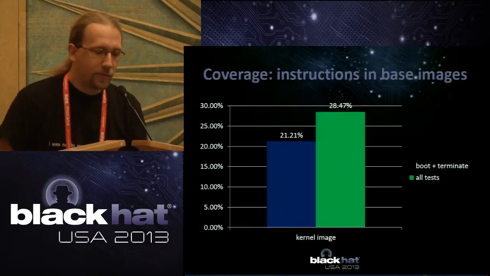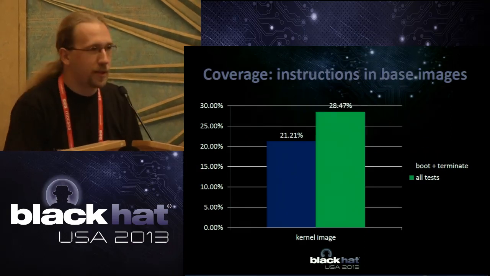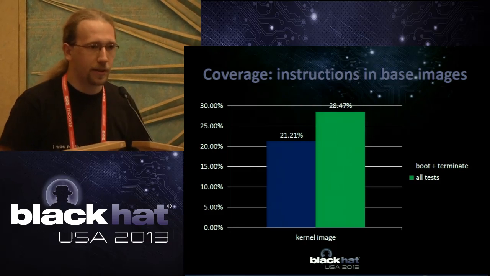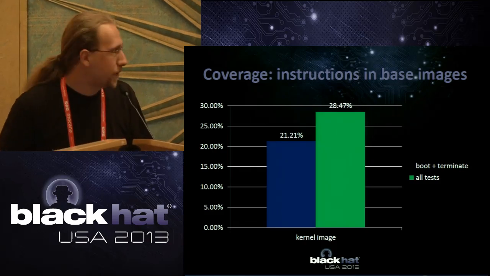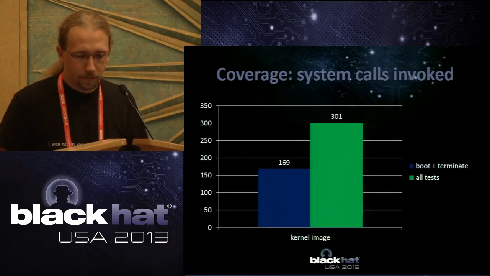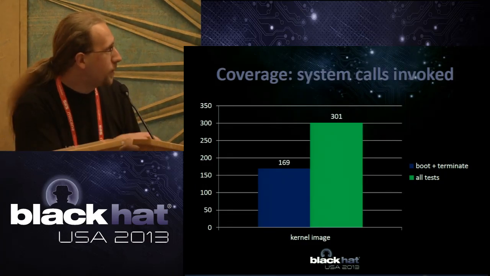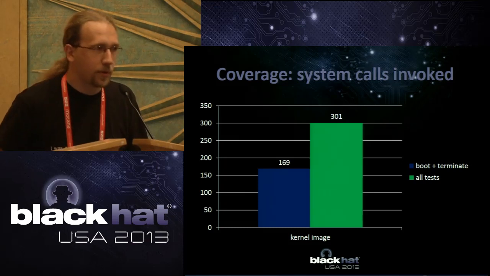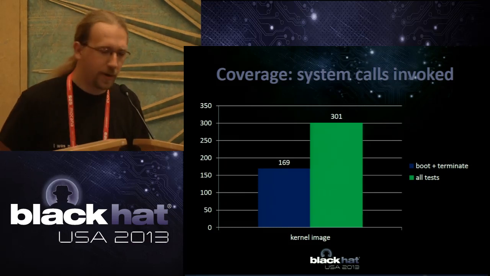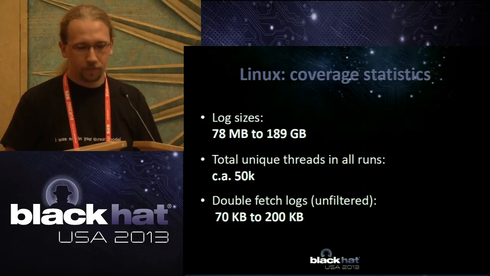In the end, we got a coverage on the level of, I guess, 28%. This is, by the way, instruction granularity in the kernel. So it's, I would say, 1/4. And 301 system calls were called in the end. So it's far less than Windows has, as you know.